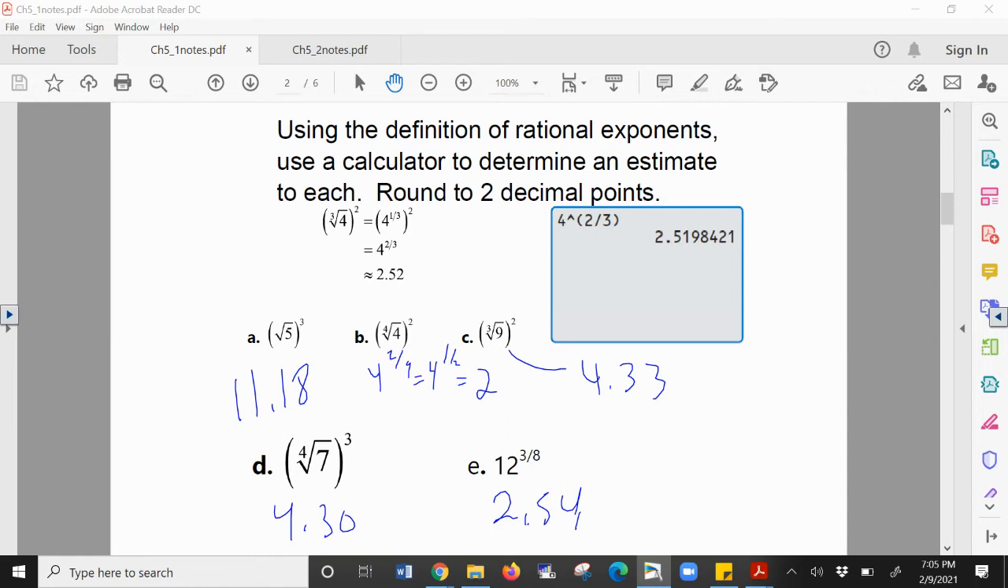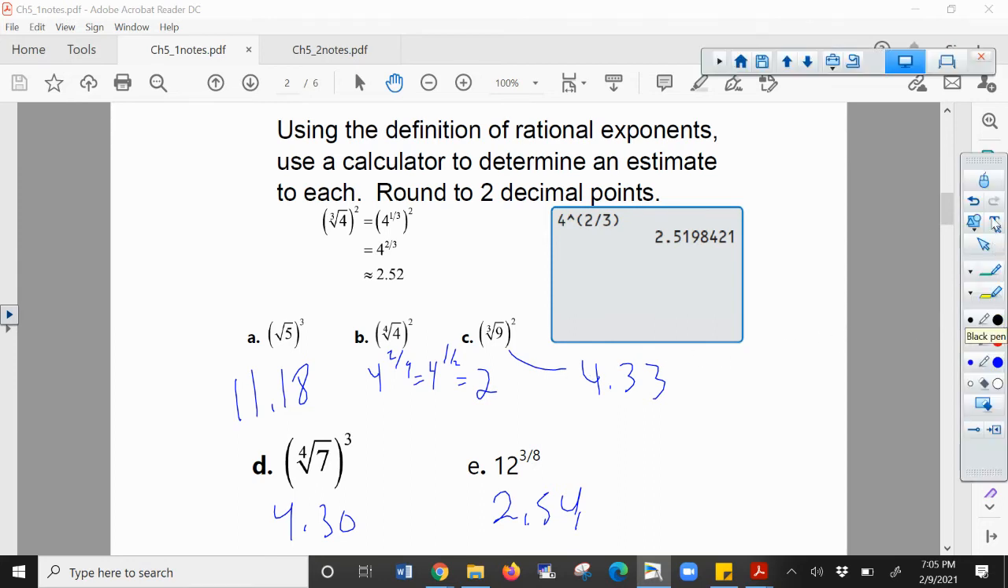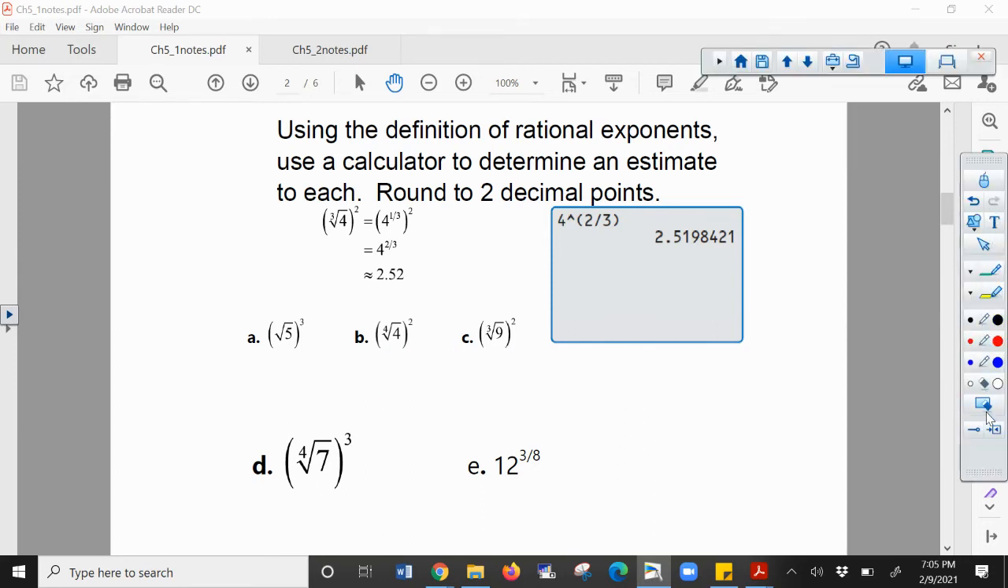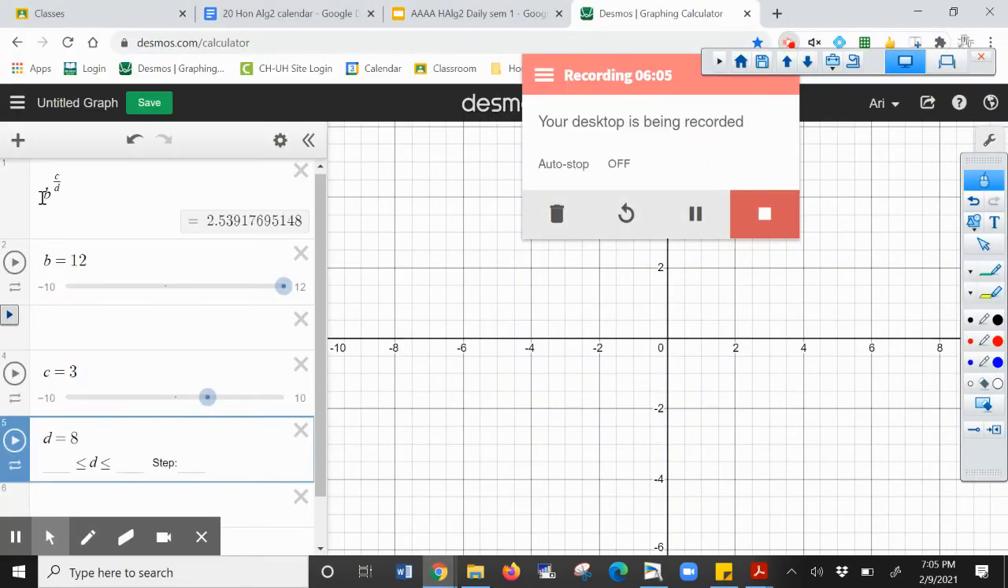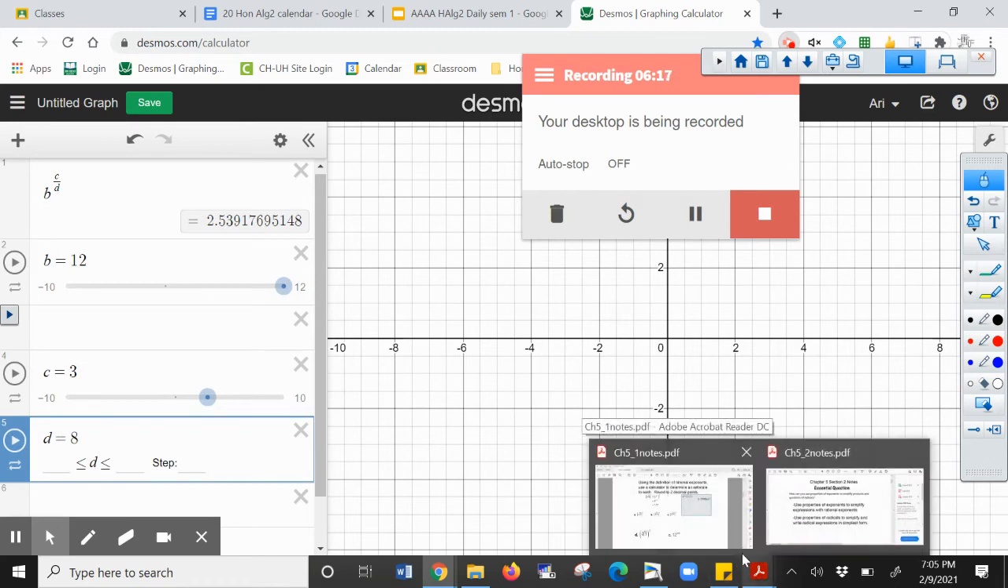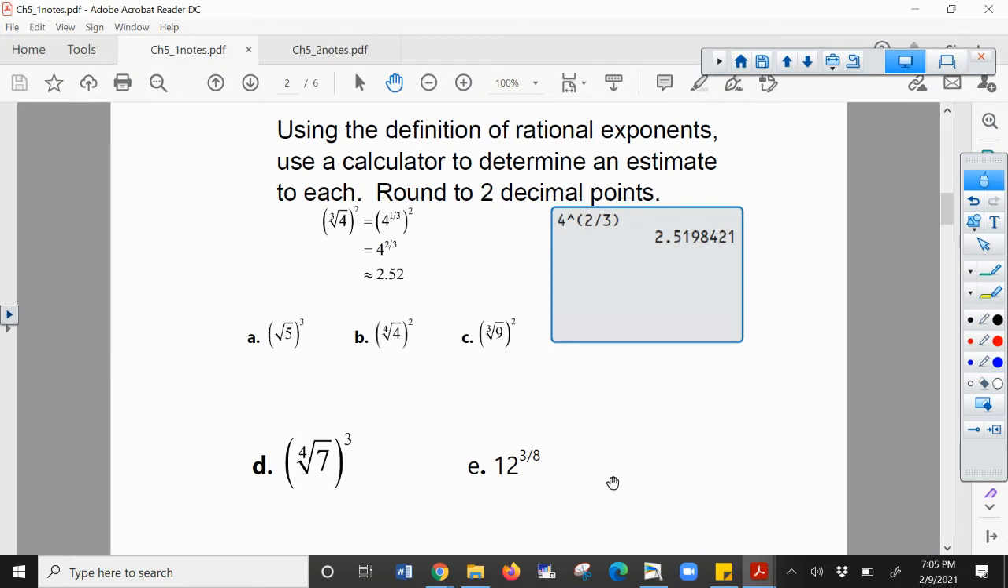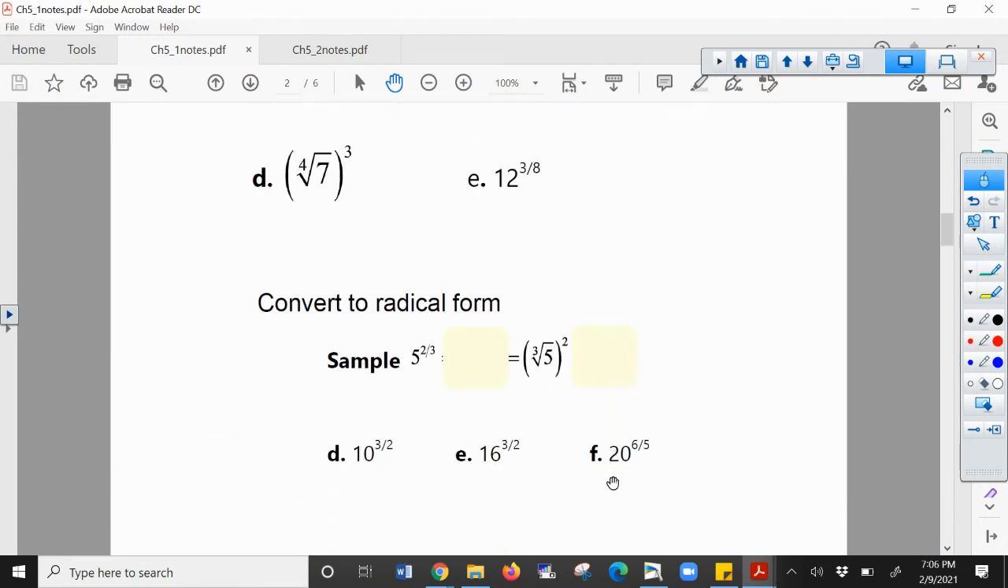If you saw what I was doing on Desmos, I decided, if you were paying attention while I was getting back to the slide here, that I would just make a general statement in Desmos, B to the C over D, and then I just kept on changing B, C, and D, and it gave me my answer there. Seemed like an easy way of doing it, but you can do it however you want. Be nice if you made sure you know how to use your calculator, because calculators are important to be able to use, and in this form.